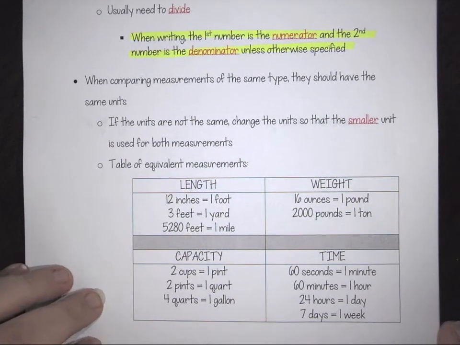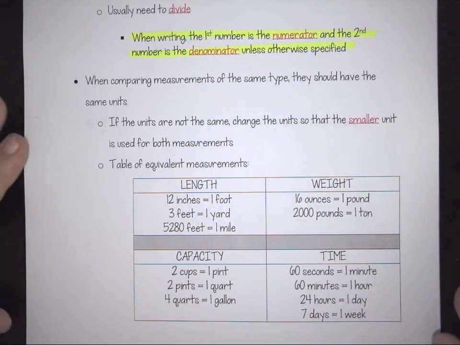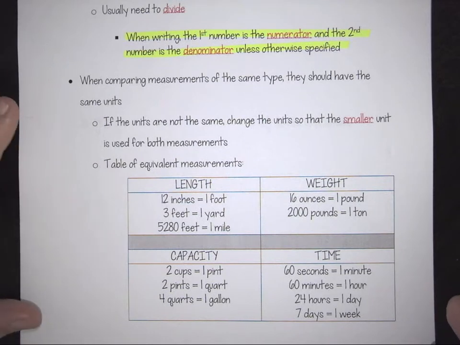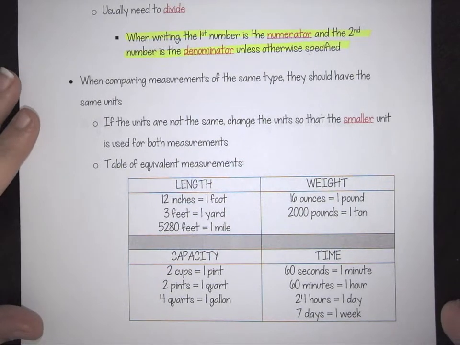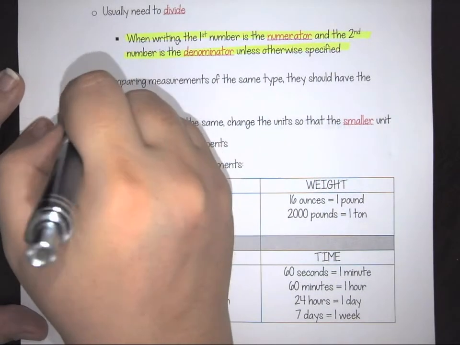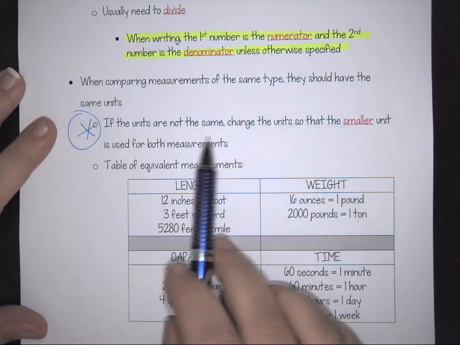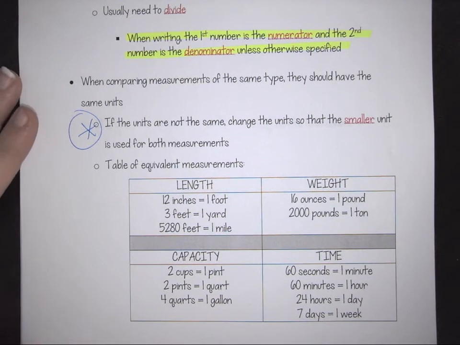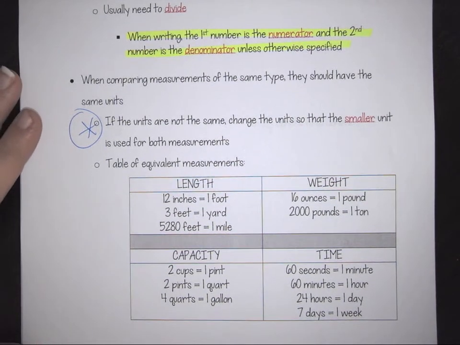Now, the biggest thing that you have to keep in mind is that you need to make sure that you have the same units, and in some instances you're going to have to do some conversions. If the units are not the same, you want to change the units so that the smaller unit is used for both.